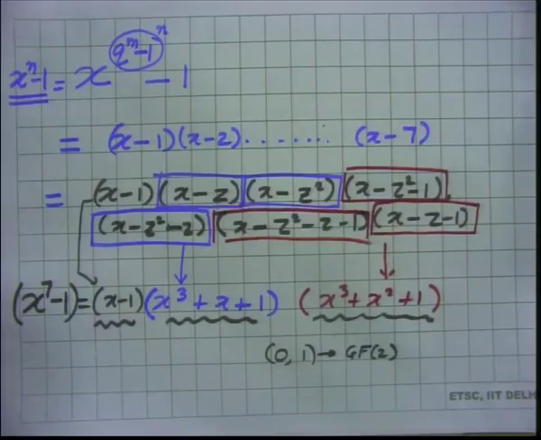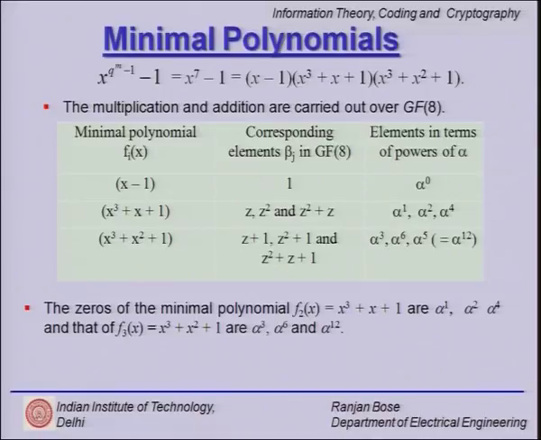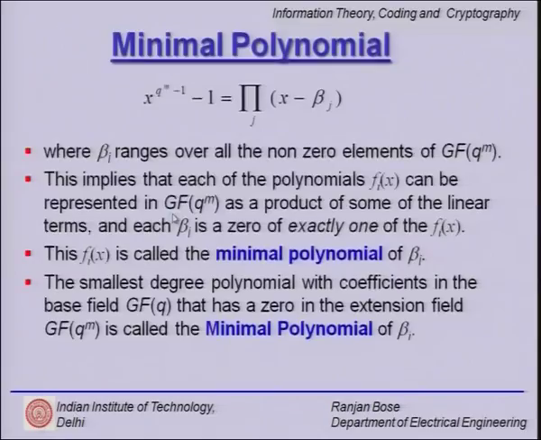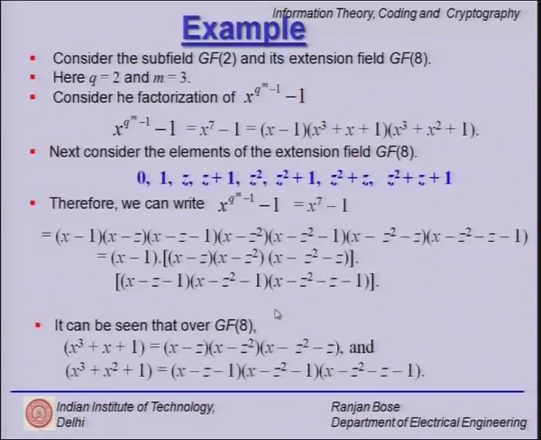Now, we can write out the table and we see that the multiplications and additions are carried out over GF8, and we talk about these three minimal polynomials. Please note that minimal polynomials, if you look at the definition, are the smallest degree polynomials with coefficients in the base field. So, this is what we highlighted. Each and every minimal polynomial has its coefficients in the base field, but at the same time has 0 in the extension field, which is obvious because it is a product of linear factors like this.